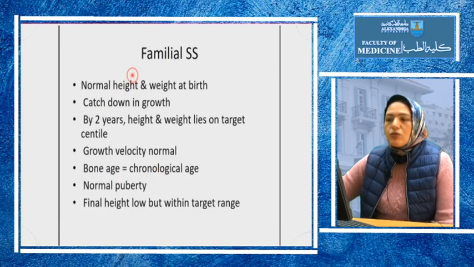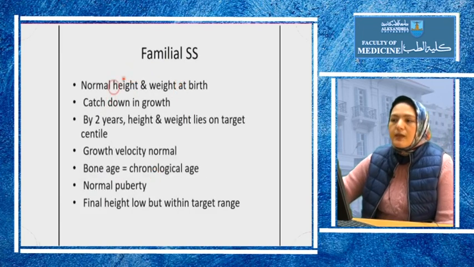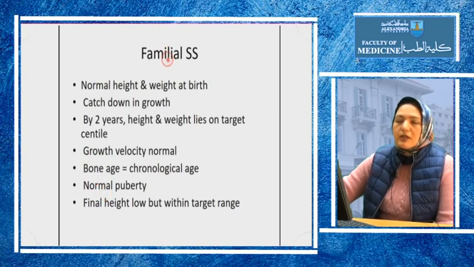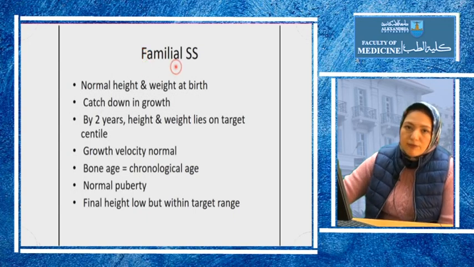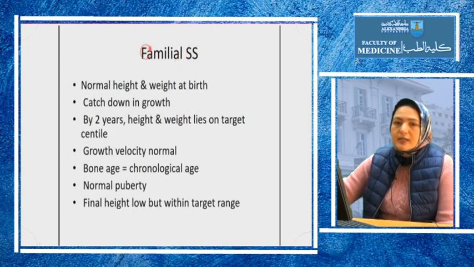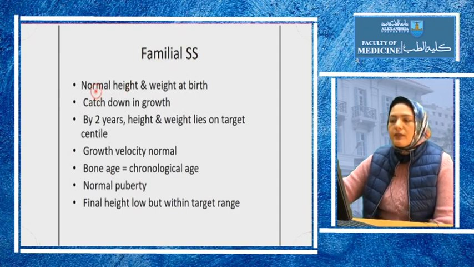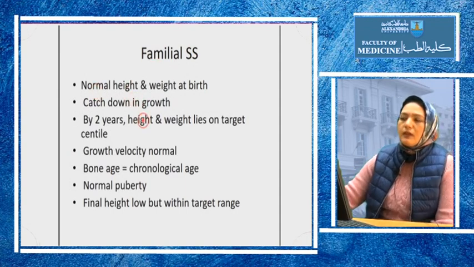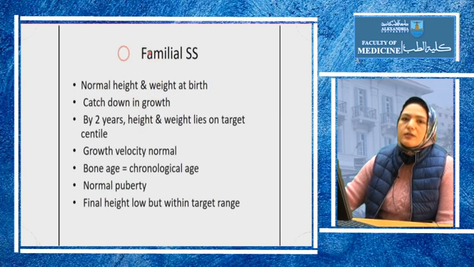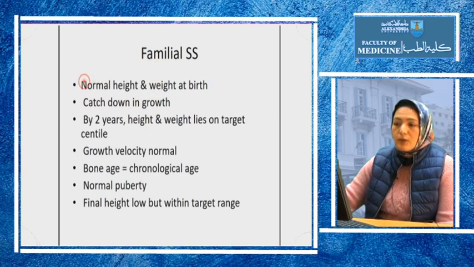Next, we are going to speak about the two most common causes of short stature, which are the physiologic causes, that include first familial short stature. Familial means there is a positive family history of short stature in the family, and here we diagnose the patient by the following criteria.